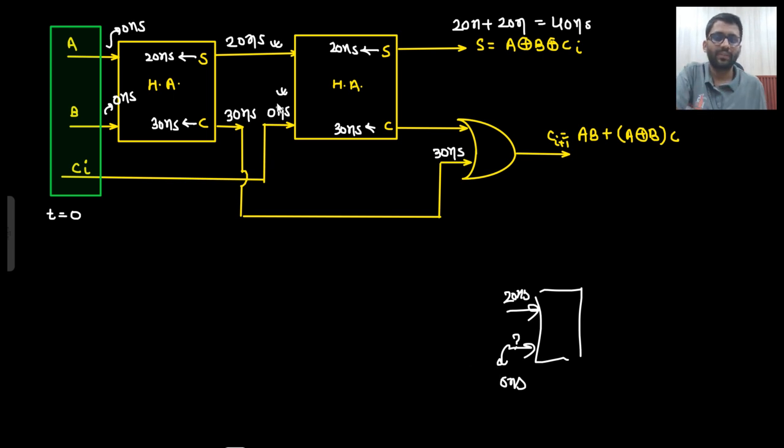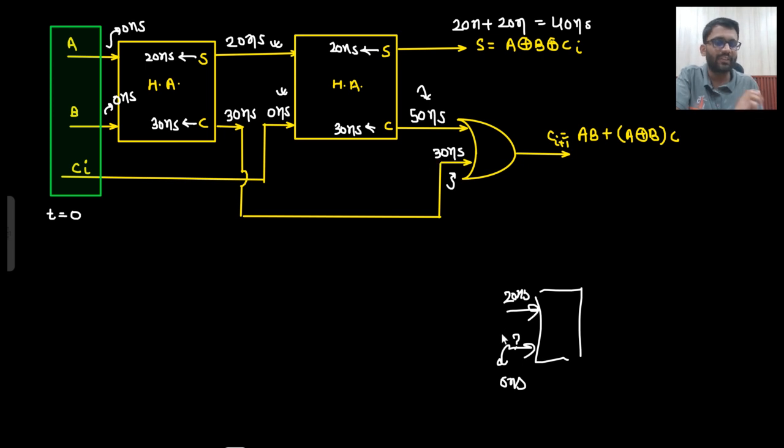Understood? Now this is 0 nanosecond. This was stable at 0 nanosecond, right? But this output C is depending on both of the inputs. This will take 30 nanosecond time. So this will be stable after 15 nanosecond, right? Because both were stable at 20 nanosecond. So both will take 20 nanosecond, they will start going, and now they will take 30 nanosecond time to reach here. So now this input has become stable after 50 nanosecond, and this input has become stable after 30 nanosecond.